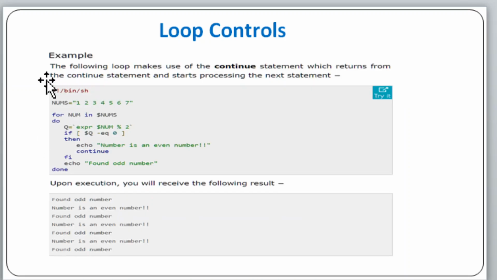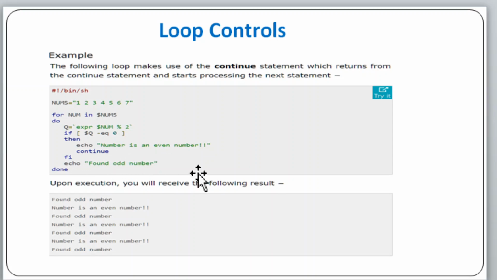So we have an example of that here. We have a hash bang. We have a variable called nums, or numbers, which equals 1, 2, 3, 4, 5, 6, 7. So for number in nums, the variable nums, do, and this is a for loop, guys, so do variable q equals expression, variable number, %2, and this is a modulus sign, and we're going to go over all these signs later. So if variable q is equal to 0, then echo number is an even number. And we continue. Fi, or in, echo, found odd number, done.